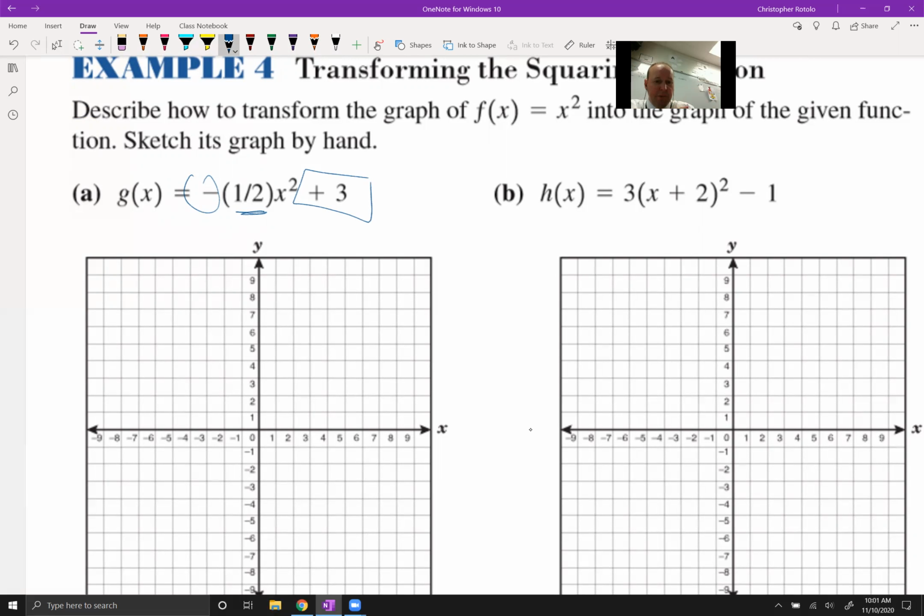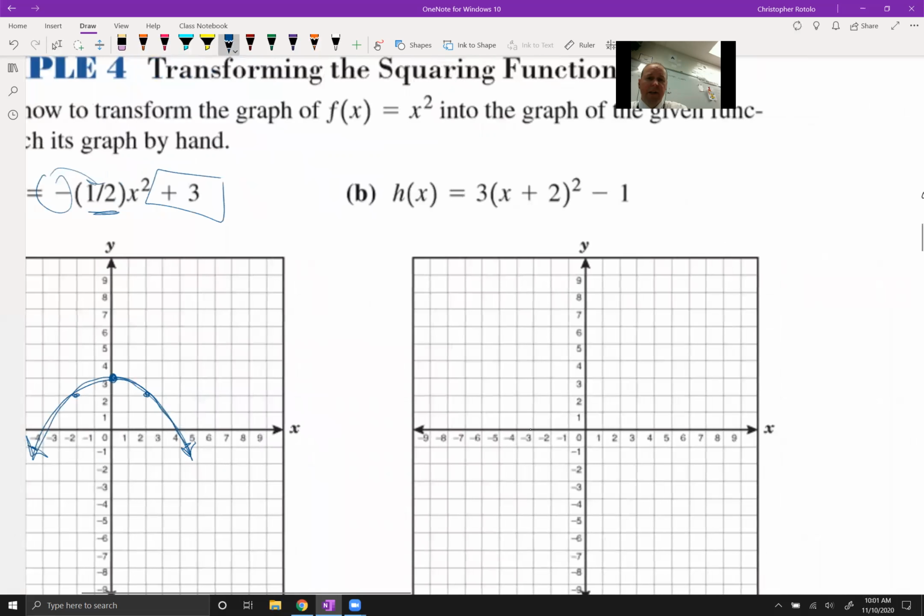Okay, so that means I'm going to go up 3. That's the only translation we have other than being upside down, and these two go together. So I'm going to go down 1 and over 2, down 1 over 2 for its reflection. So we're going to show this parabola has been vertically compressed.